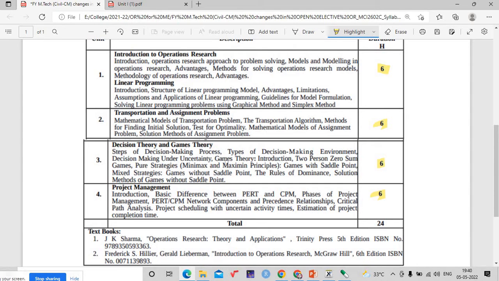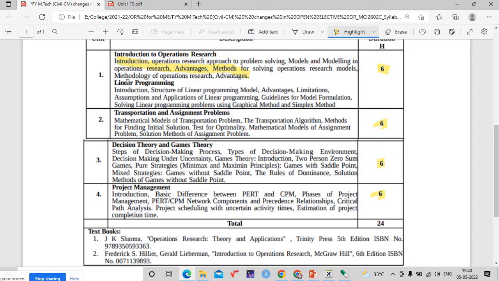And the content of each of these units are like this. Introduction to Operation Research. It includes the understanding of operation research, different approaches, models and modeling involved in operation research, advantages and disadvantages of operation research, and different methods involved in it. So that part we will be covering within 2 lectures only. It will be completed.